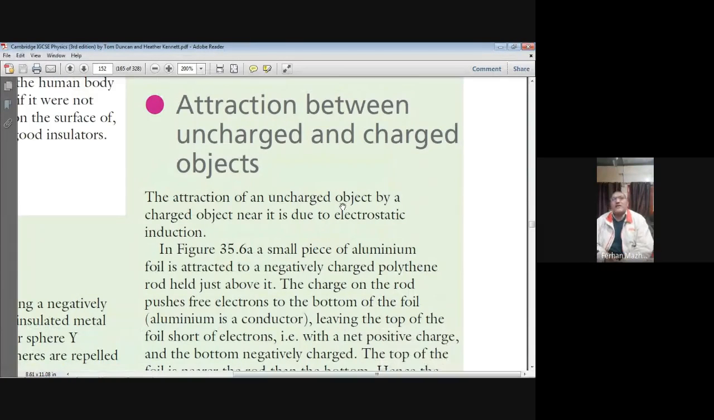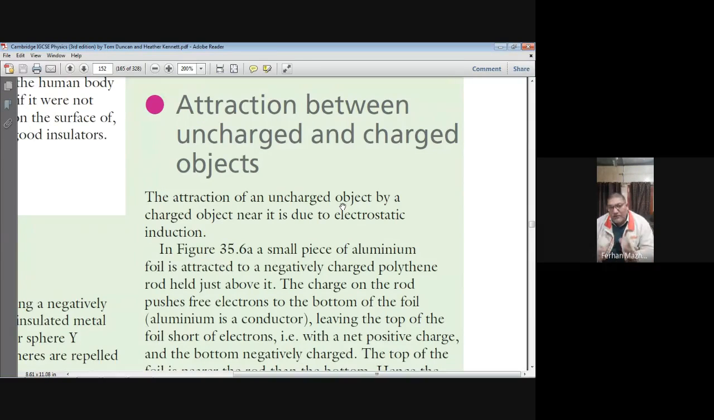This is 10th Cambridge, and we are working on the chapter of electrostatics, or we also call it static electricity. I think this is the fifth lecture on this chapter. Today we will learn a very important thing. We will learn some hazards of static electricity, and if we get the time, we will learn how static electricity is used in different applications.